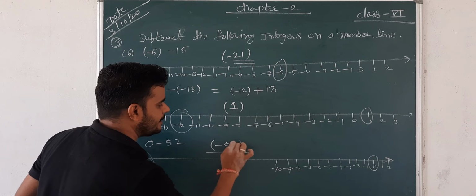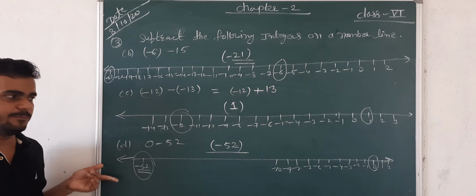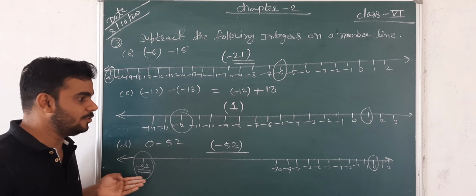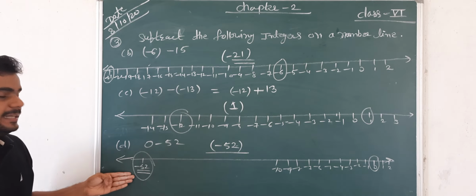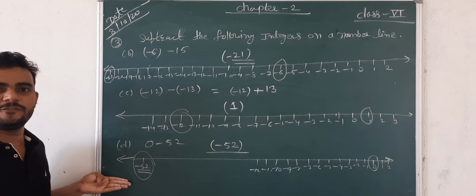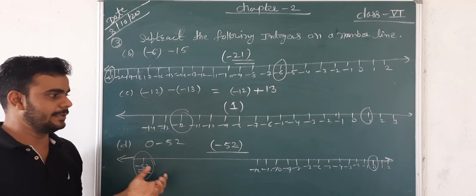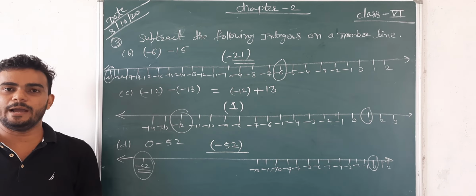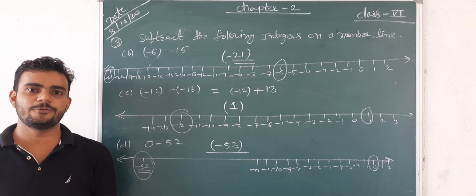There is no space for this question. Here the board does not have enough space, so I can't draw till negative 52. So you have to draw the number line till negative 52 like that, negative 11, negative 12, till negative 52. Afterwards, use this method. Then you get your answer, negative 52. So take the screenshot and write in a notebook.